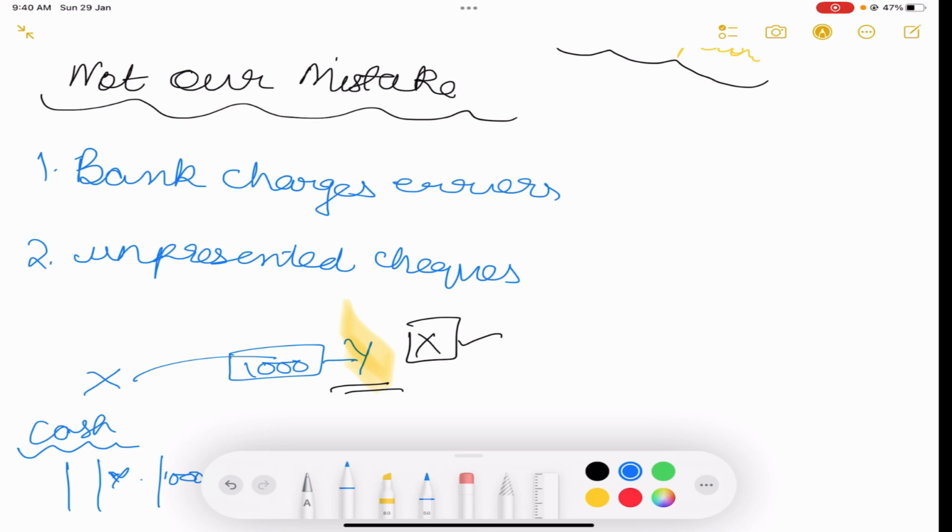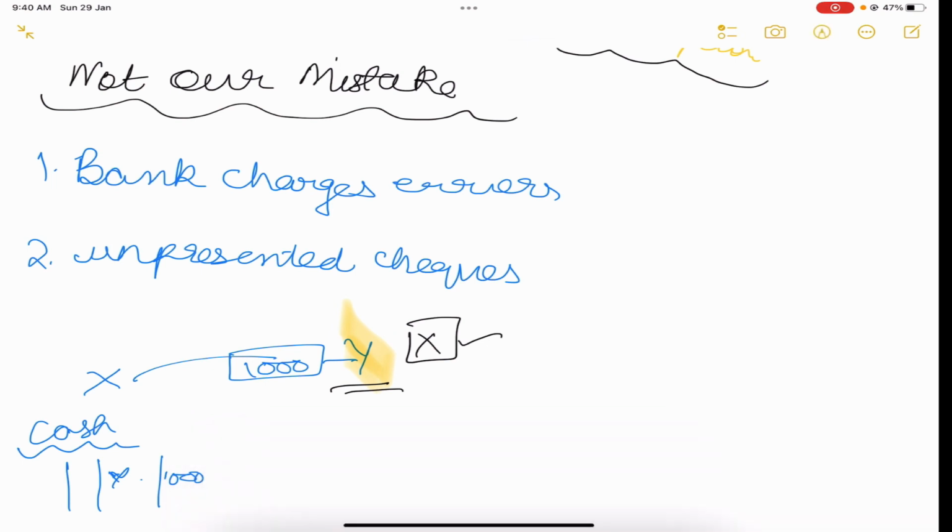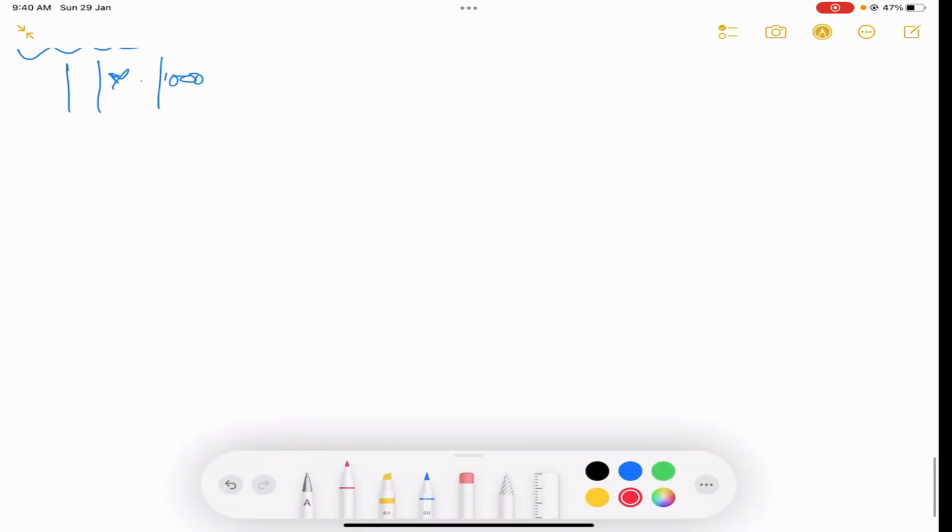So I hope you understood both of them so far. Bank errors and unpresented checks. Now, let's see the third one. The third one is basically lodgements unclaimed.